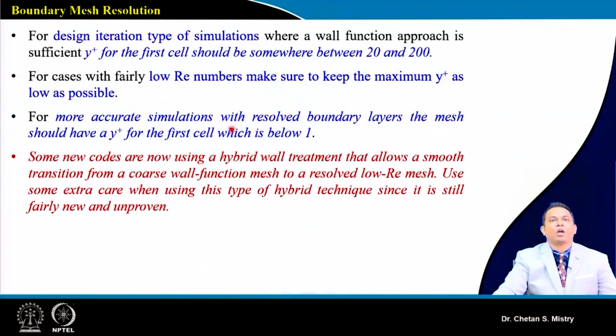Now, for design iteration type simulation, we need to set the y plus value. This y plus value needs to be in the range of 20 to 200. When we are analyzing a low Reynolds number kind of configuration, this maximum y plus value should be as low as possible. When we are looking for more precise results, this y plus value needs to be in the range of 1 or below 1.